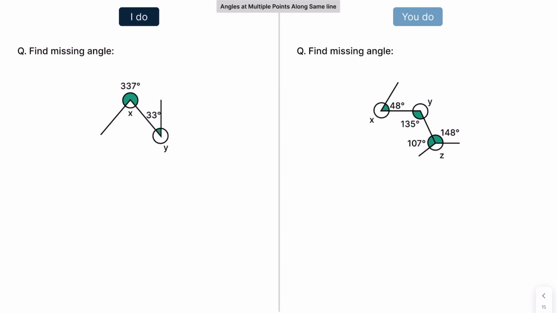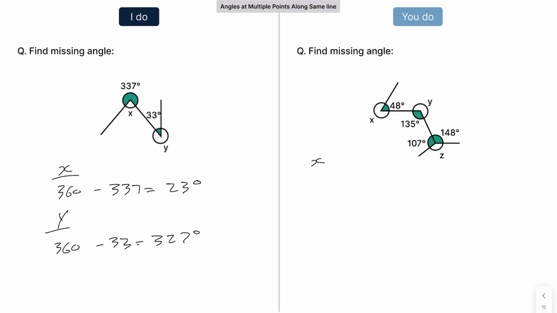Again, this might look a little bit out of the blue. This is why I've purposely put these slightly difficult examples in, but it's the exact same concept. There are still angles around a point that add up to 360. So in order to find x, it's going to be 360, take away 337, and that's 23 degrees. And for y, that's going to be 360, take away 33, which is 327 degrees. Again, press pause and have a go at the example on the right.